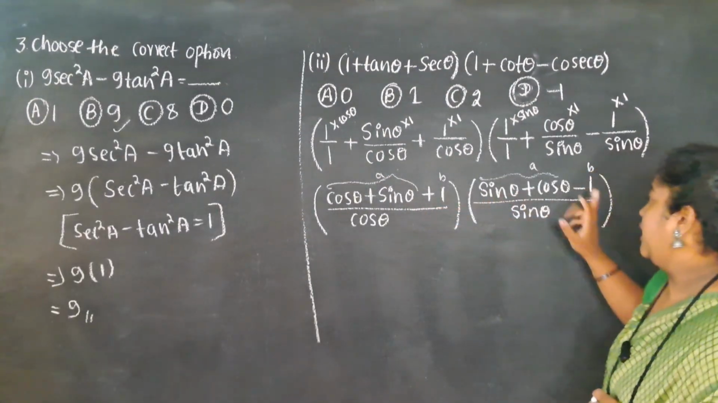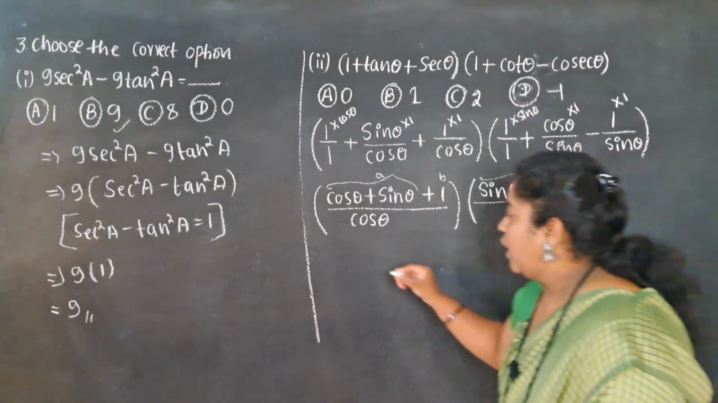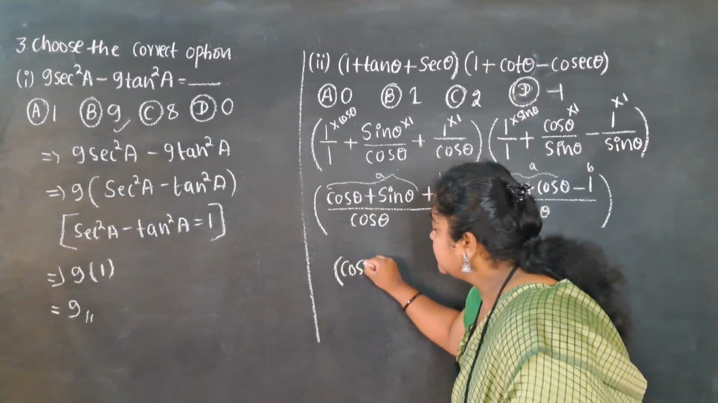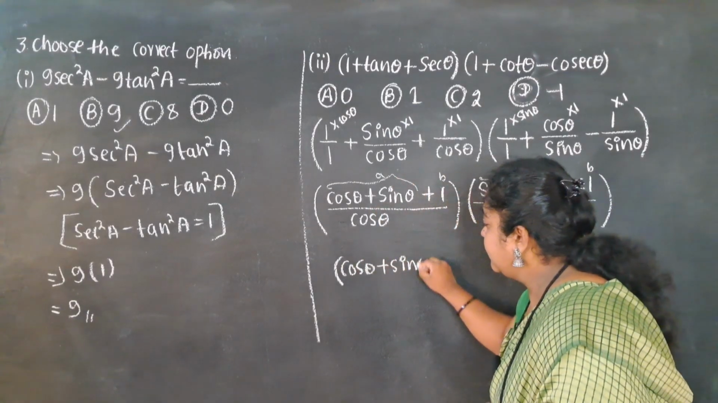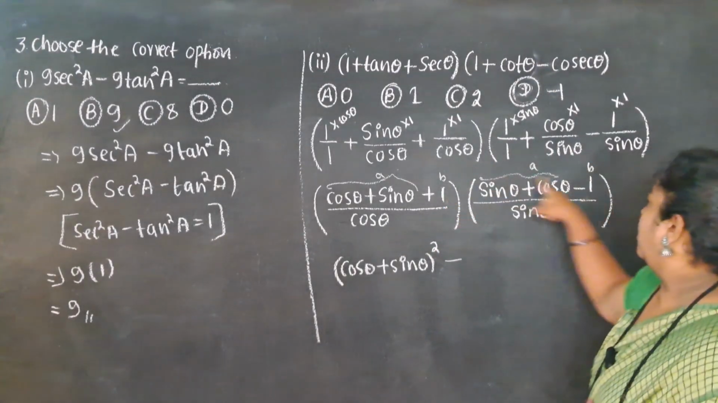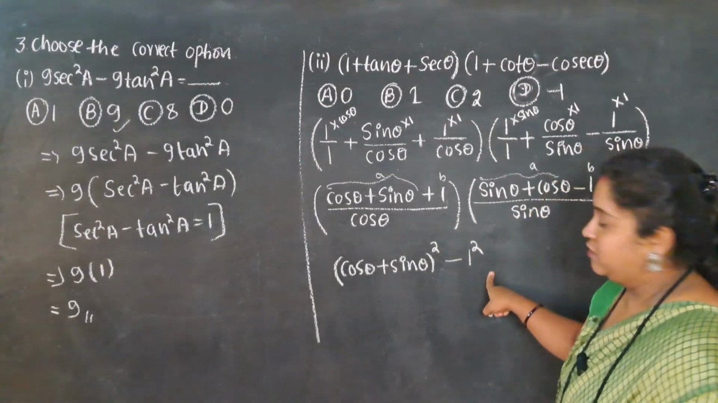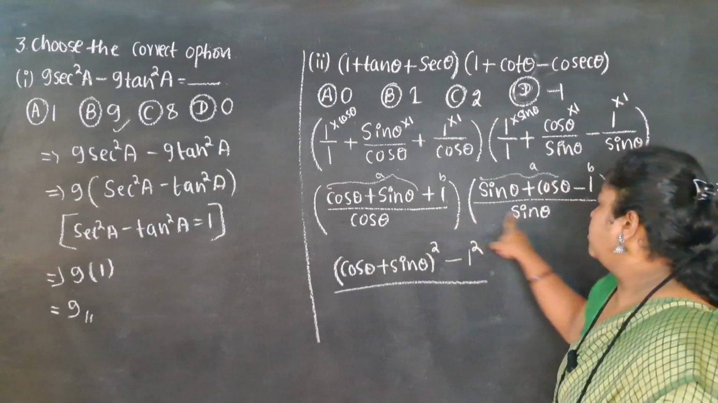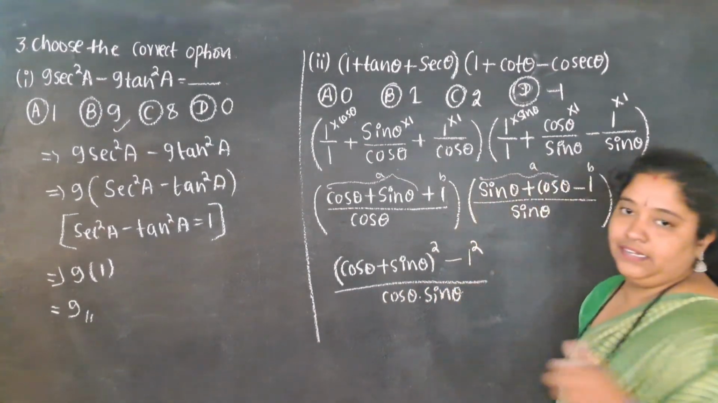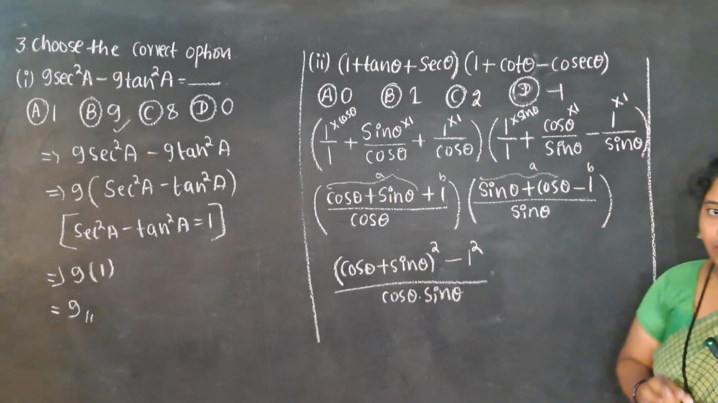So A plus B into A minus B will give me A square minus B square. If I want to write A square, what do I have to write A square as, dears? A square means we have cos theta plus sin theta the whole square. A square minus B square. Who is there in the B place? 1 is there, so I'll be writing 1 square. A square minus B square whole divided by cos theta into sin theta. Understood? Now dear, a little more expansion we have to do to get the answer here.